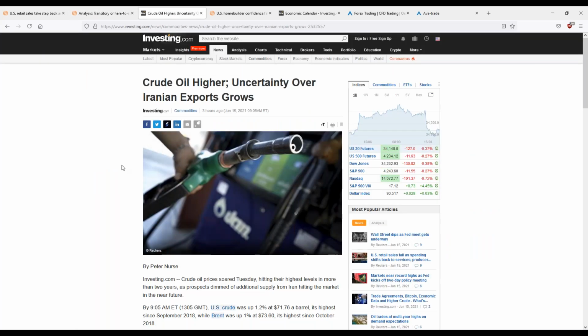Crude oil higher. Okay, that's a sign of inflation. Gas prices going higher and higher, crude oil prices going higher and higher. Part of that's linked to what they say here, uncertainty over Iranian exports. So it's throwing a little bit of a monkey wrench in the oil prices. If there's uncertainty over exports out of Iran because of different negotiations that are going on with sanctions, etc., then that could cause oil prices to spike a bit if there are supply concerns.